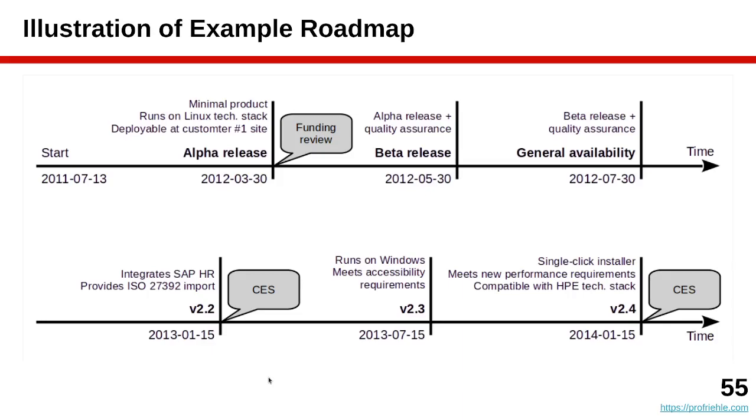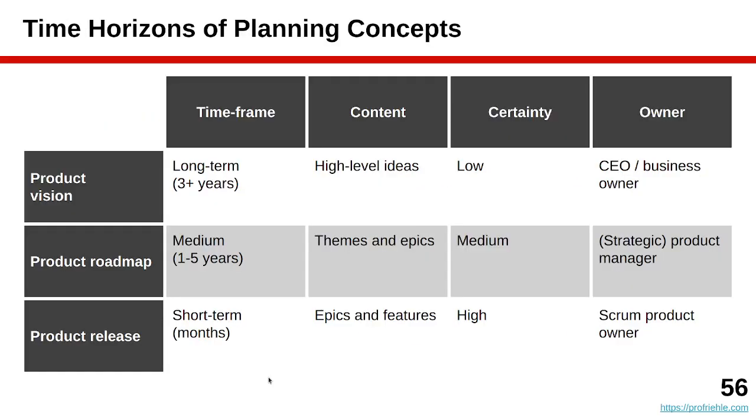So you describe it on a high level, and you typically have actually an internal and an external roadmap. The external one is what you communicate to the world, certainly if it's a product, and the internal one is like the external one, but more detailed. So you keep details to yourself that you don't want the world to know.